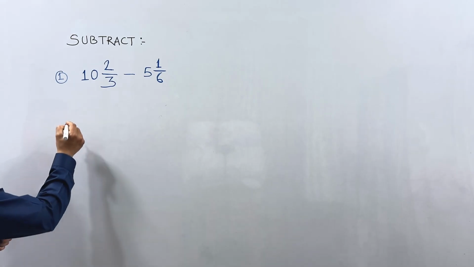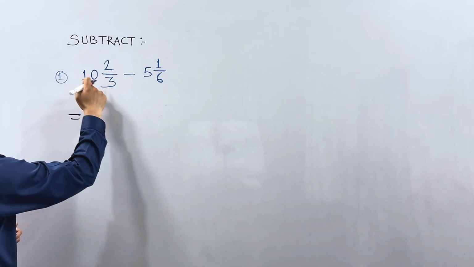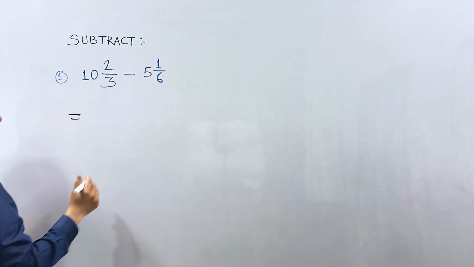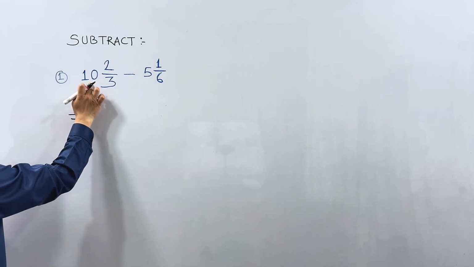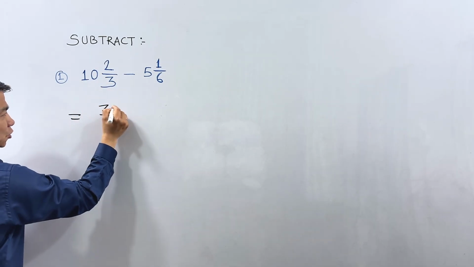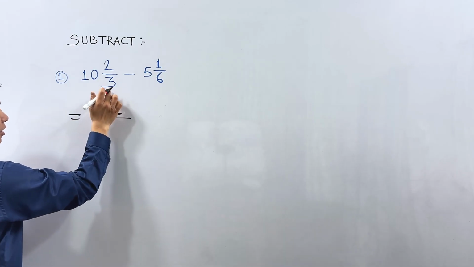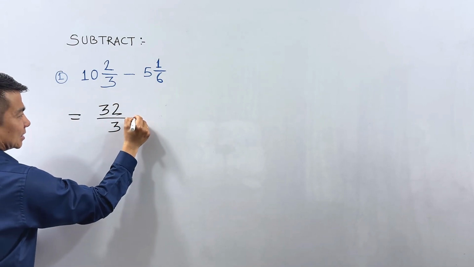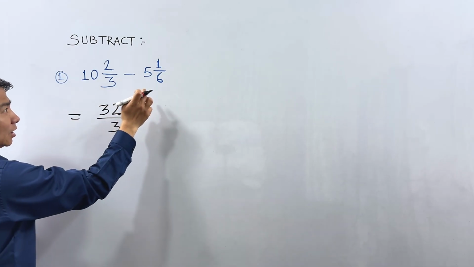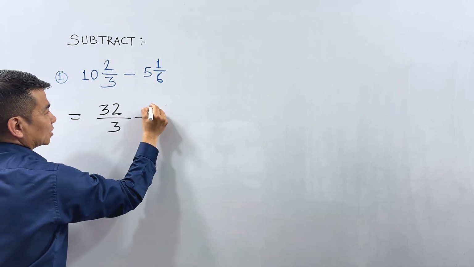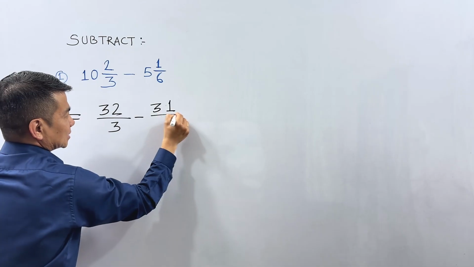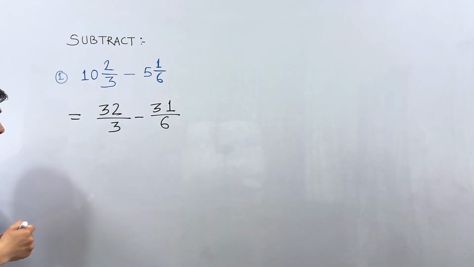So first thing, convert these mixed fractions into improper fractions. We multiply 3 and 10 equals 30 and add 2. That is 30 plus 2 equals 32, and write the denominator as it is. Similarly, we multiply 6 and 5 equals 30 plus 1 equals 31 by 6. This is our first step.